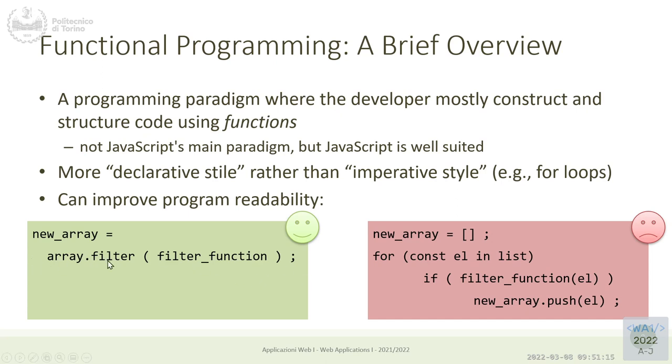It also has the advantage that this is a function call, and a function call has a result. So in this case, I have an array. I call the filter method on the array, and the result is still an array, another array, of course. And this means that I can chain a second filter, or another functional method, on the result of the first one. So I can write very compact code by chaining filters or functional methods on top of each other.